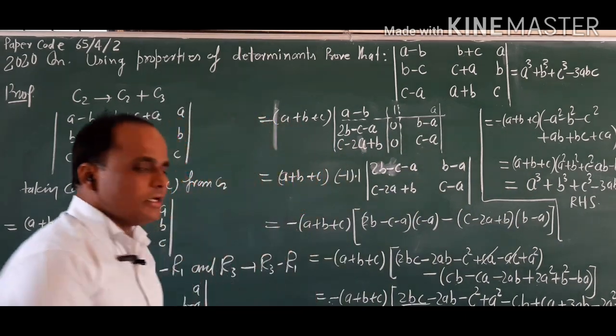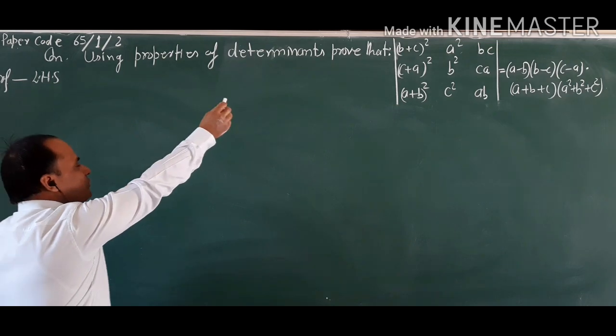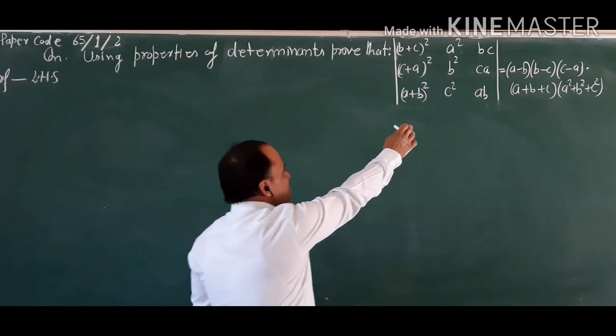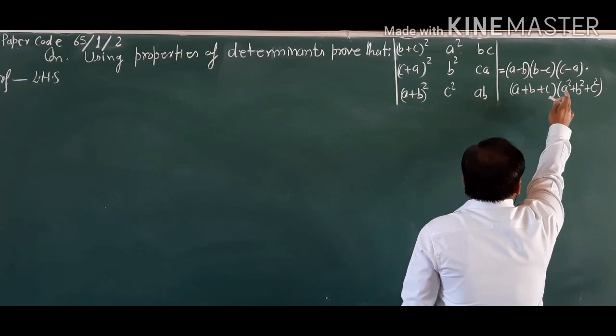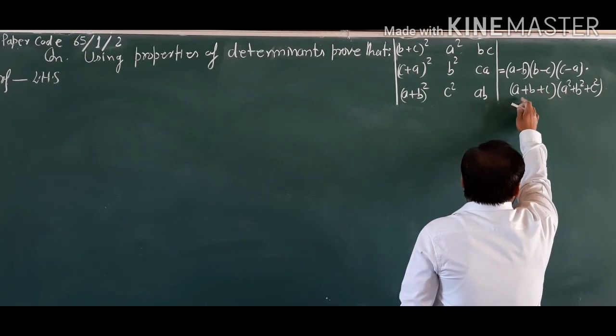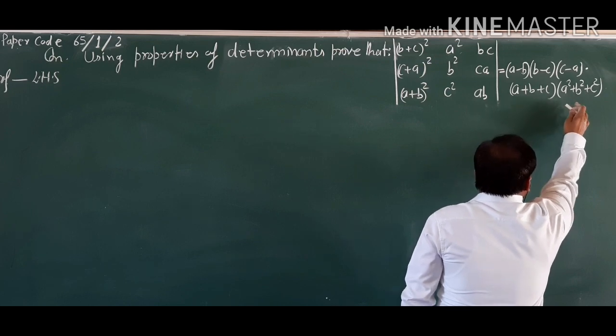Okay. Now we take the next question. Using property of determinant, prove that this determinant equals a minus b, b minus c, c minus a, in bracket a plus b plus c, and next bracket a square b square c square.